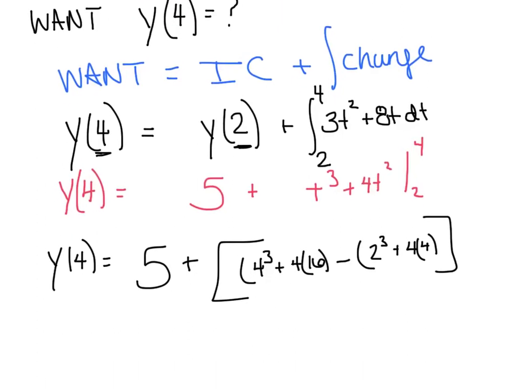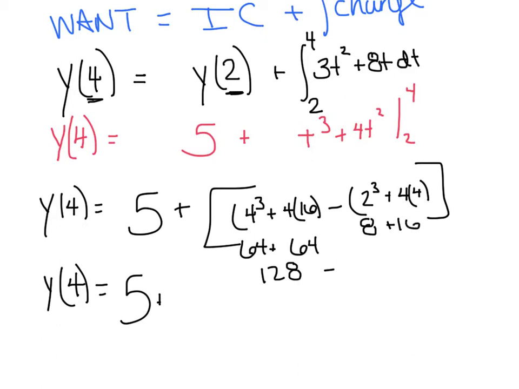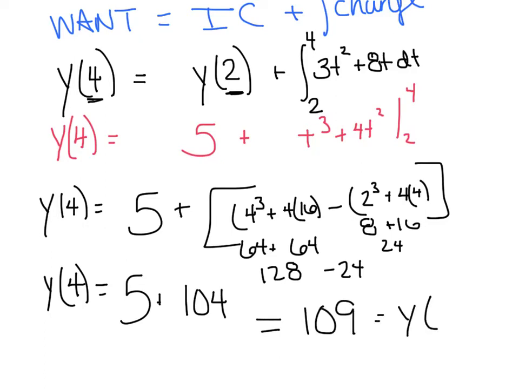All right, and we just carefully clean up that math. I've got y of 4 equals 5 plus, let's see, 4 cubed is 64 plus 64. So that gets me a 128 minus 2 cubed is 8 plus 16 gets me a 24. So I've got 128 minus 24 for a total of 104. And if I add those together, I should get a grand total of 109. So y of 4 equals 109. And that's all there is to it.